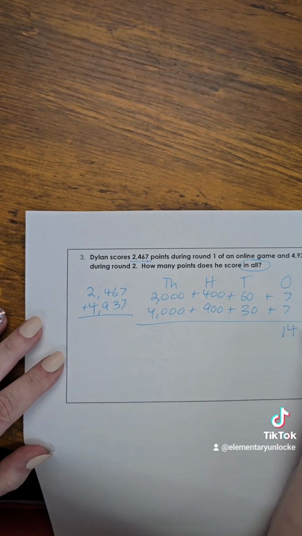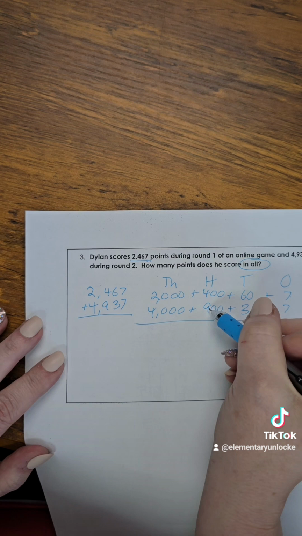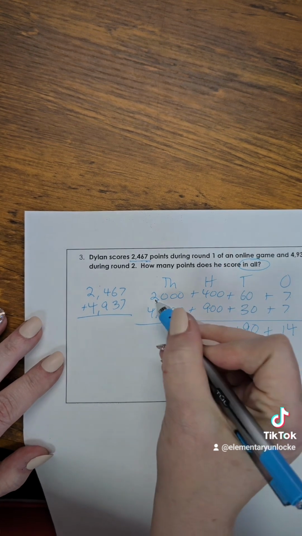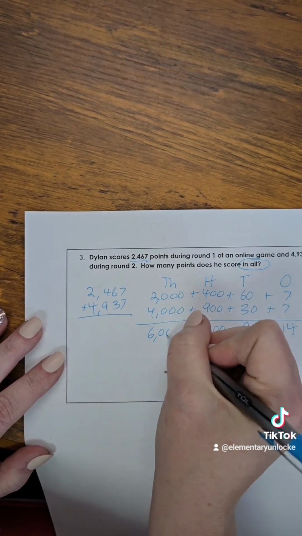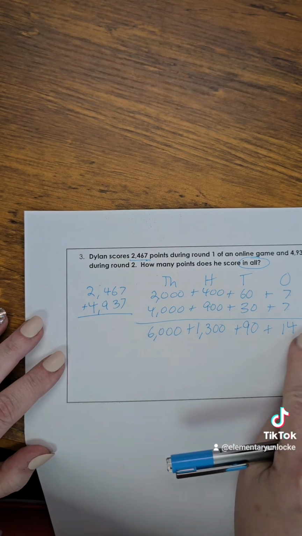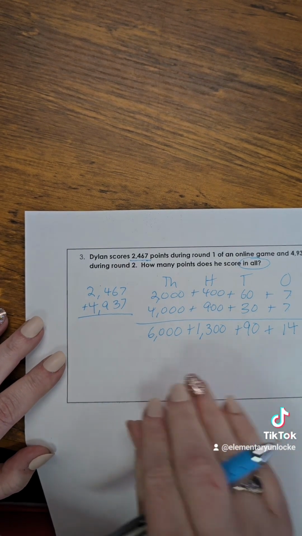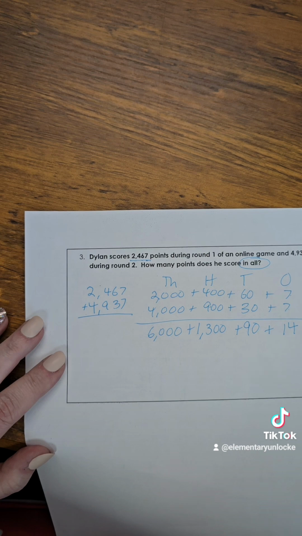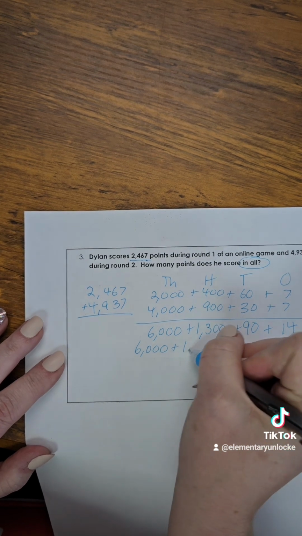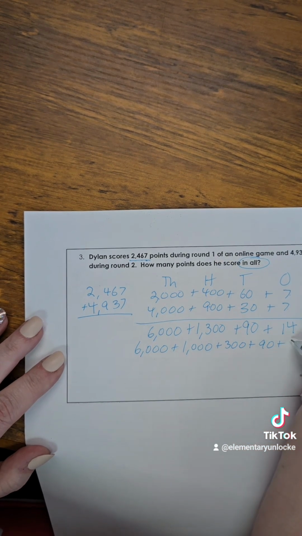7 and 7 is 14. 60 and 30 is 90. 900 and 400 is 1,300. And 2,000 and 4,000 is 6,000. Now, you can take this all the way apart if you need to take these and separate them, or you can do it just as it is. If you can add them like this, that is okay. I like to go ahead and spread them out, but that is entirely up to you. So I'm going to separate my 1,000 and my 300, my 90, my 10, and my 4.